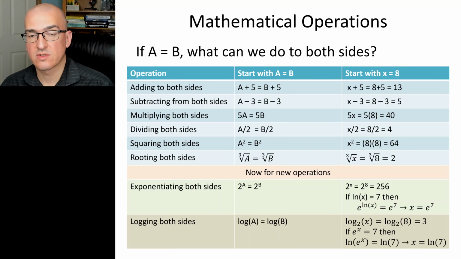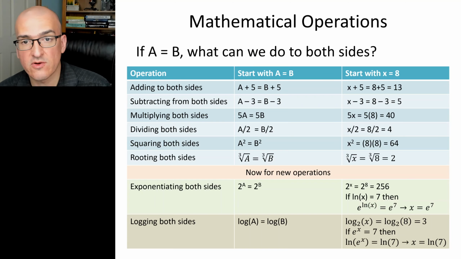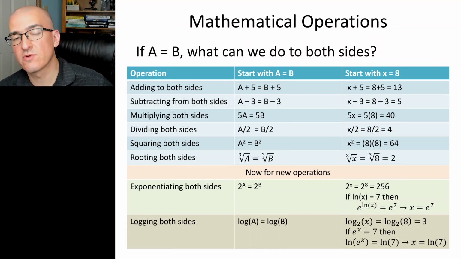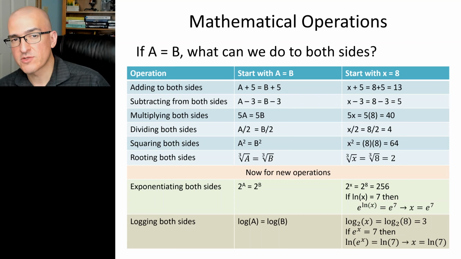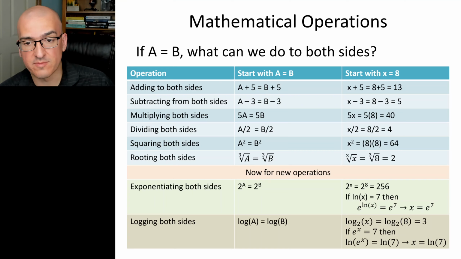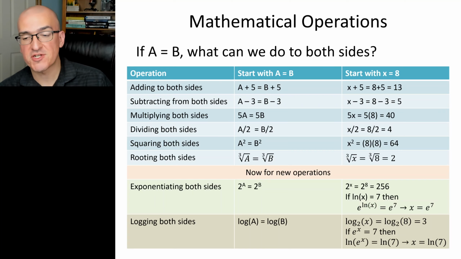Square roots and cube roots and fourth roots, roots can be taken on both sides, as long as you're not taking an even root of a negative number, because then you're going to create an undefined operation. Those are all operations that we've already used throughout the course. The new ones at the bottom of the slide may cause you some concern, but they're perfectly valid. The first new one is called exponentiation.